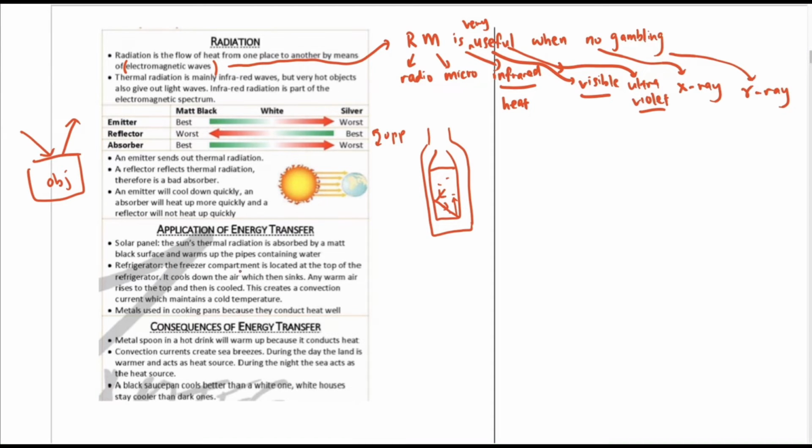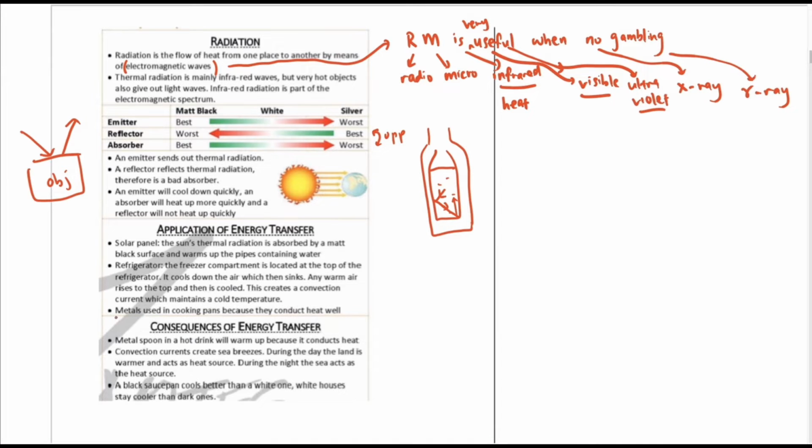Refrigerator: the freezer compartment is located at the top of the refrigerator. The freezer compartment, the part where we put ice, cools down the air, which then sinks. So the air releases heat and sinks to the bottom. Any warm air rises to the top and then it's cooled. This creates a convection current which maintains a cold temperature. So try to imagine what happens in a refrigerator and understand why you have to put the freezing compartment on top: after the freezing compartment has made the air cold, the cold air can sink to the bottom and make the lower part cool down also.